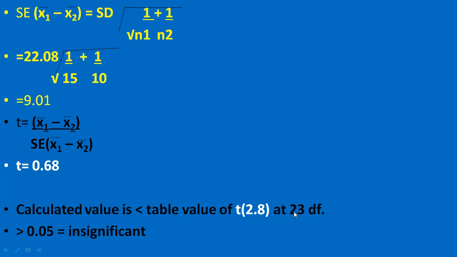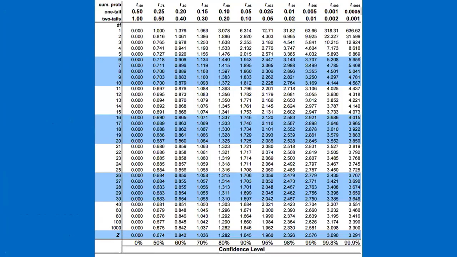At 23 degrees of freedom, we have the table value of t as 2.8, but the calculated value is 0.68 and it is less than 2.8. So it means that there is no significant difference. P value is more than 0.05. So it is insignificant, meaning both the values differ by chance, not by any external forces or external factor or by any intervention. So this is the table of T.